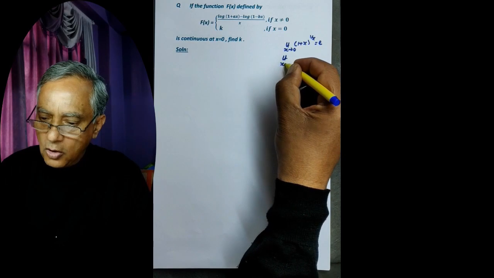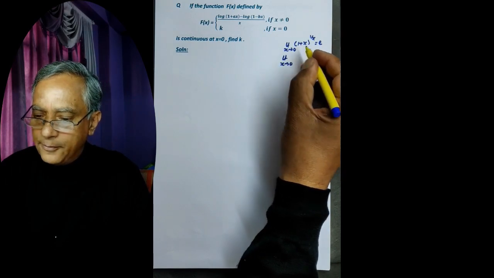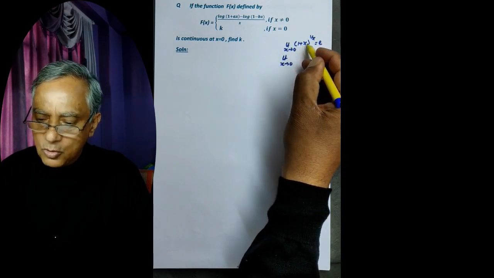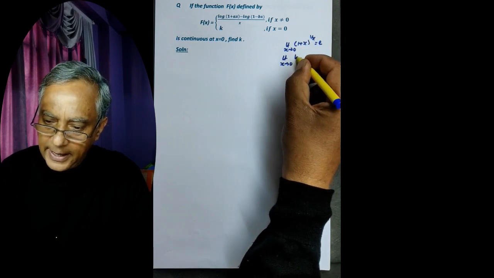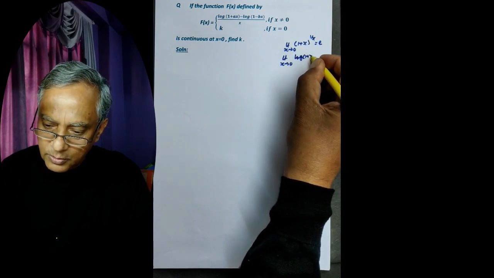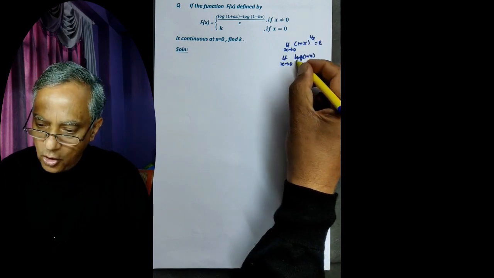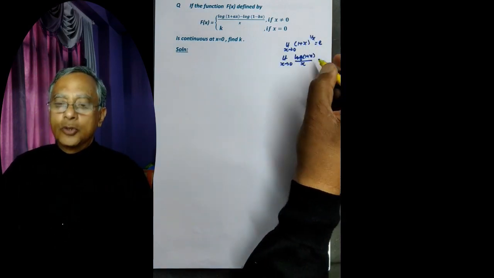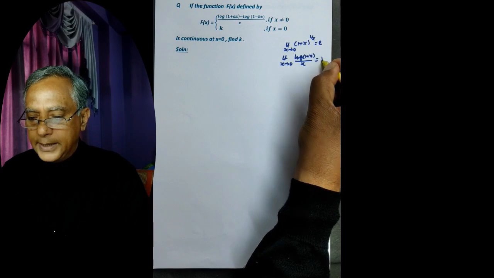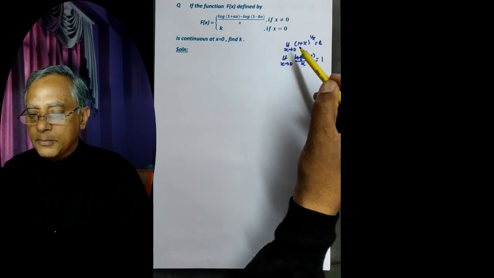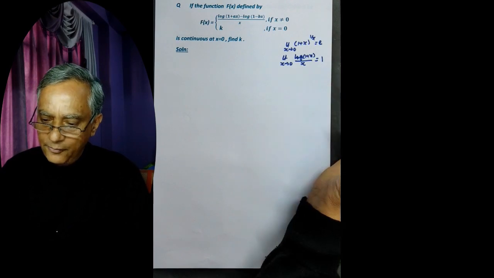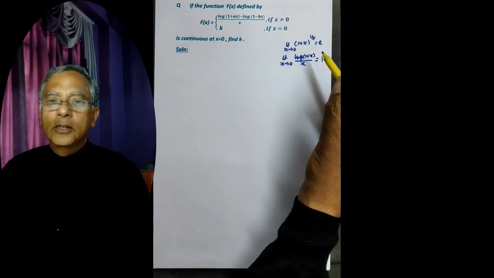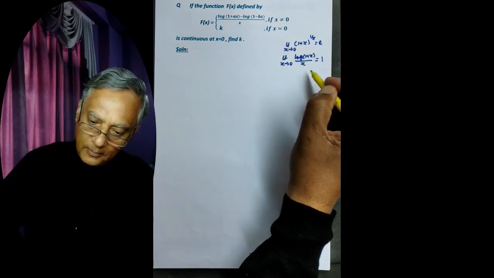Limit x approaches 0, take log both sides. So log of (1 plus x) to the power of 1 by x, the 1 by x will come out. So we will get log of 1 plus x, and this 1 by x will come out. So this will be x. And log of e is 1. So you can use the formula either in this form or log of (1 plus x) by x is 1. So in this question we will use the formula in this form.